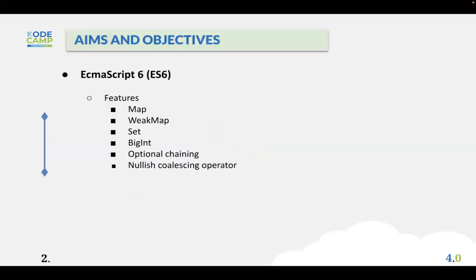So for today, we'll be looking at the map, the WeakMap, set, BigInt, optional chaining, nullish coalescing operator.